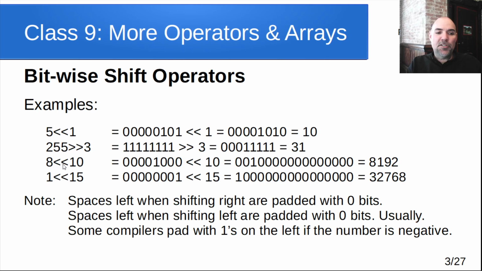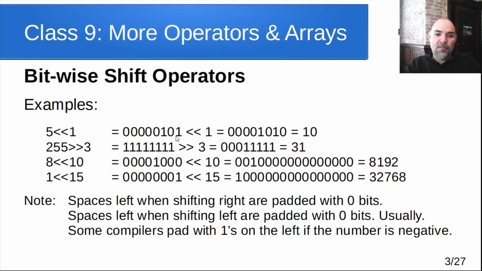All right, 8 shifted to the left by 10. There's 8. We basically are shifting that over by 10 places, so that's going to move over by 10 bits. So now we have this pattern. So 8 shifted left by 10 is 8,192, and 1 shifted to the left by 15. There's a 1, shifted over by 15. Now we have 15 zeros after that, 32,768. But notice that this shift operator is not changing the bit pattern, it's just moving it over.